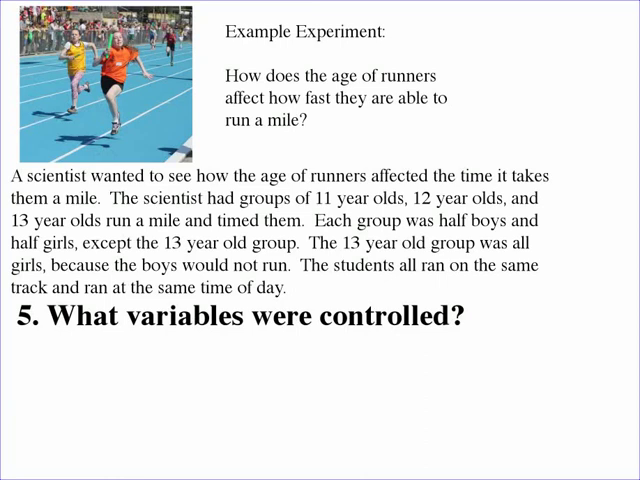What were the controlled variables? The controlled variables are the things the scientists kept the same. So in this experiment, they kept the same track, that all the students ran on the same track, and all ran at the same time of day.